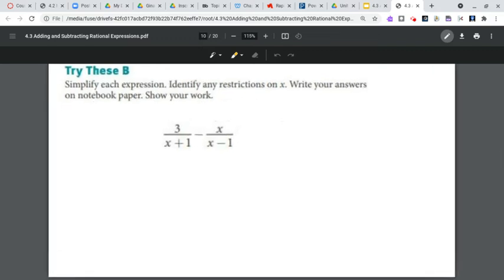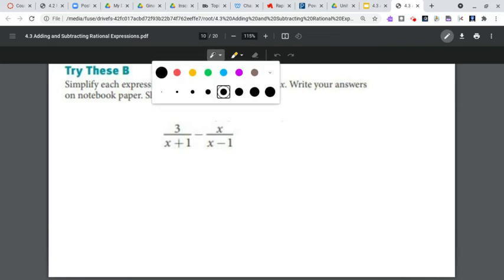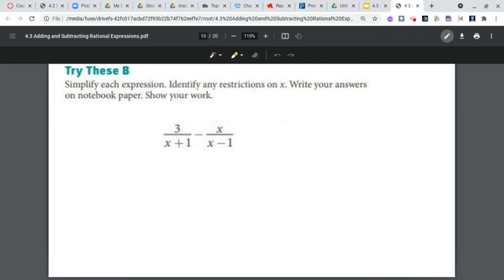We're going to start with 3 over x plus 1 minus x over x minus 1. The first thing that I'm going to identify are the restrictions on x. What can't x be? What are those values of x that would make the denominator or denominators 0? So in this case, just looking at my denominators, I know x cannot equal -1 or +1, okay? Those are my two restrictions.